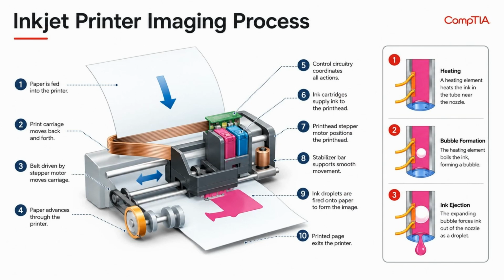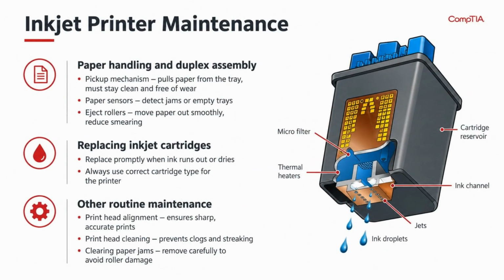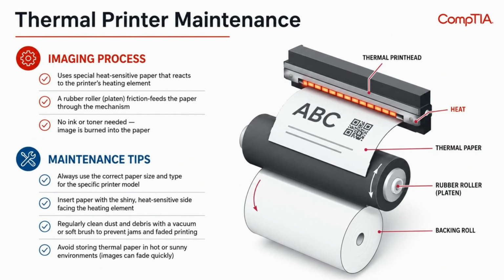This diagram shows the internal carriage assembly, including the stepper motor and control circuitry that coordinate the inkjet printing process. Now let's focus on inkjet printer maintenance. This includes ensuring the paper pickup mechanism stays clean, monitoring sensors for jams, and keeping eject rollers clear to prevent smearing. Remember to replace ink cartridges promptly when they run out, and always verify you are using the correct type for your specific printer model.